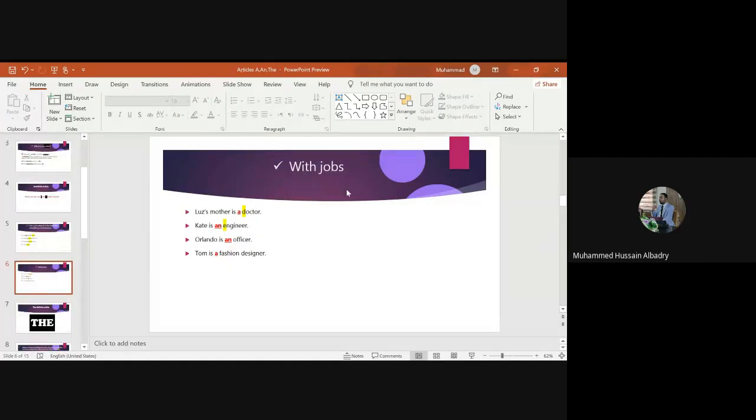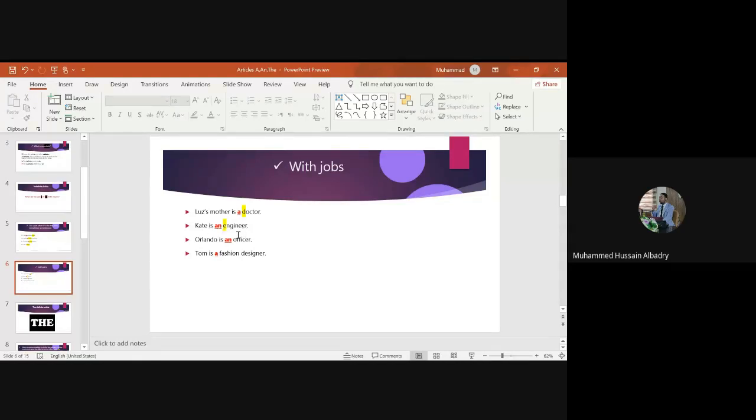We use a and an with jobs. What's your job? When you are asked, what do you do? What's your job? You have to say, for example, I'm a doctor.